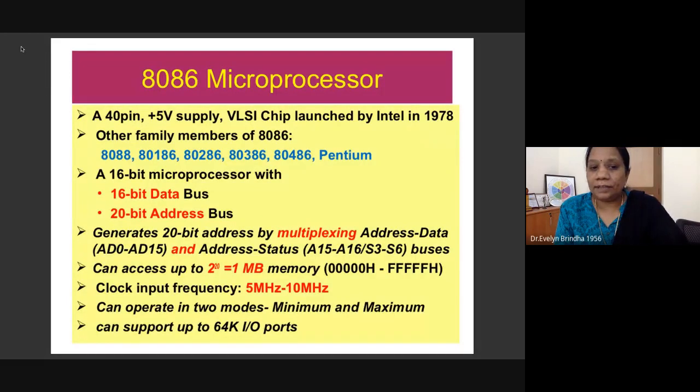Now coming to the address bus size, in 8085 the address bus size was 16-bit. Here it is 20-bit. Are you able to get what I'm saying? So can you tell me what would be the memory capacity if the address bus is 20-bit? Come on.